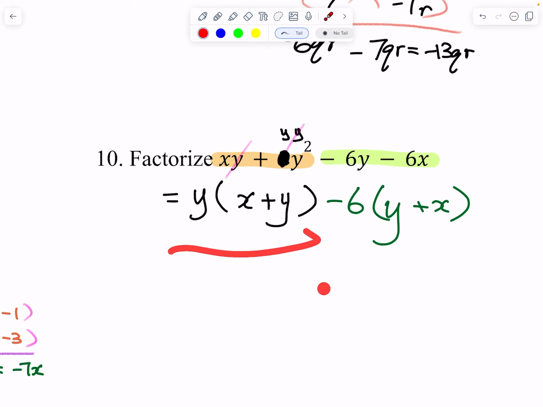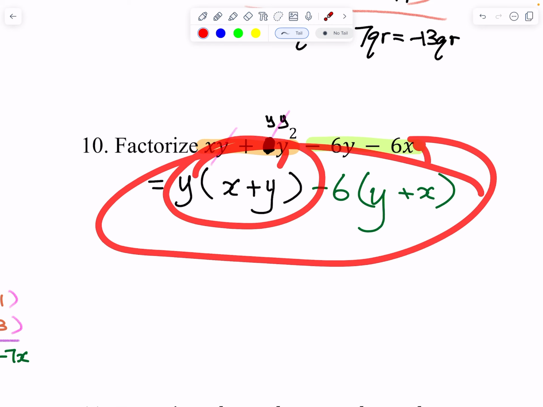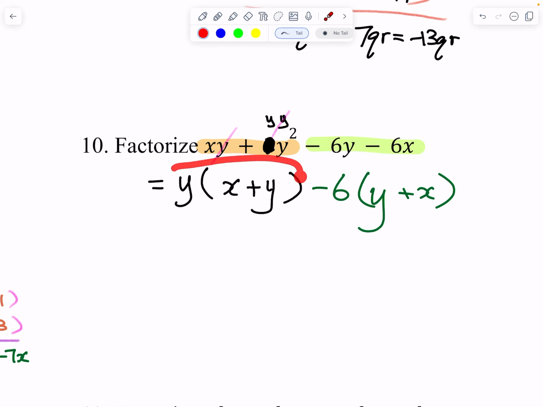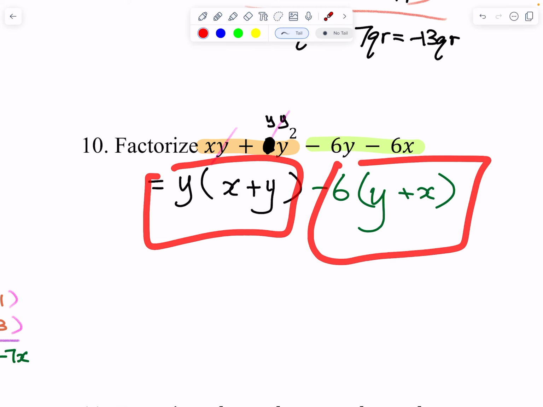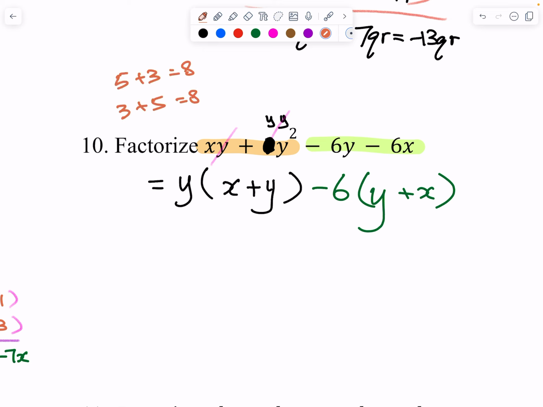And then still I have a minus in the middle. Factorization should not have that. So, is there anything common between these two sets? I have two different sets now, one here and one here. Yes, they both have x plus y, and y plus x are the same. Is it? What is 5 plus 3? What is 3 plus 5? Brother, 8, brother.